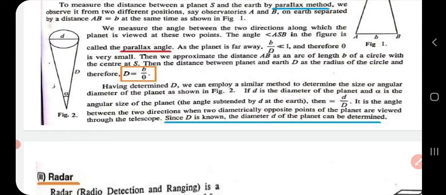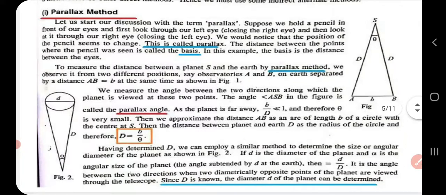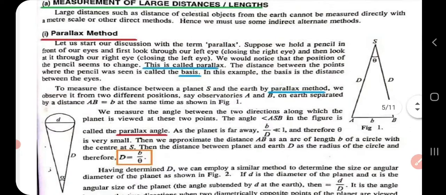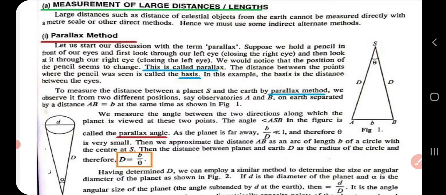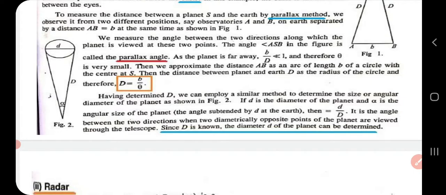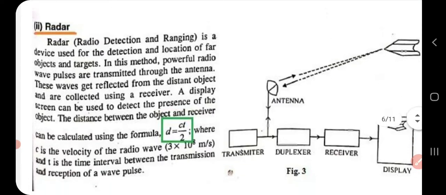Now if d is the diameter of the planet and alpha is the angular size of the planet, then alpha is d by D, the angle between the two directions when two diametrically opposite points of the planet are viewed through the telescope. That is, when it is viewed from point A and when it is viewed from point B. So since D is known, the diameter of the planet can also be determined. So using the parallax method, you can do two things. One is you can measure the distance of a faraway planet from Earth, and also you can measure the angular size of the planet.